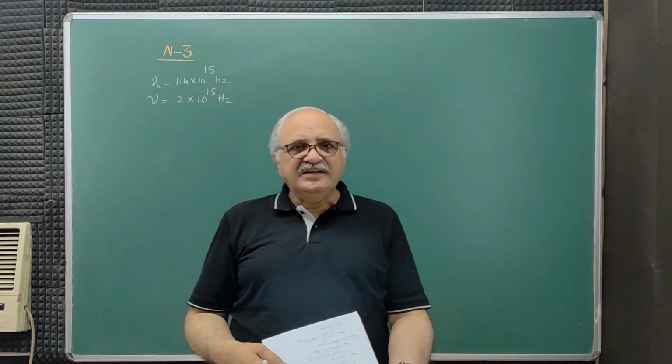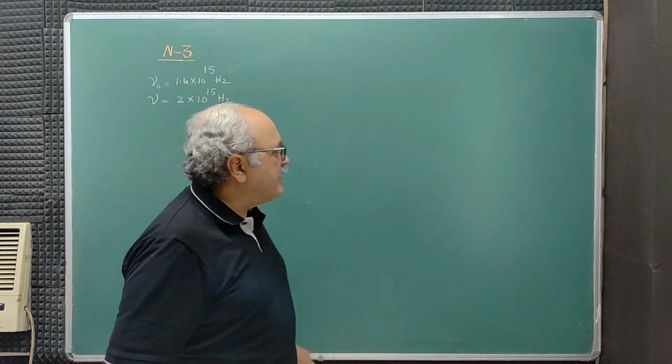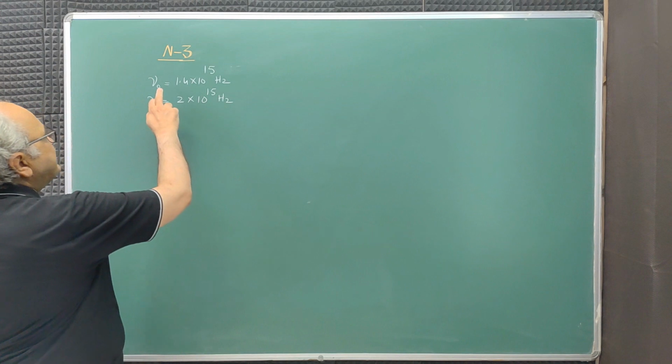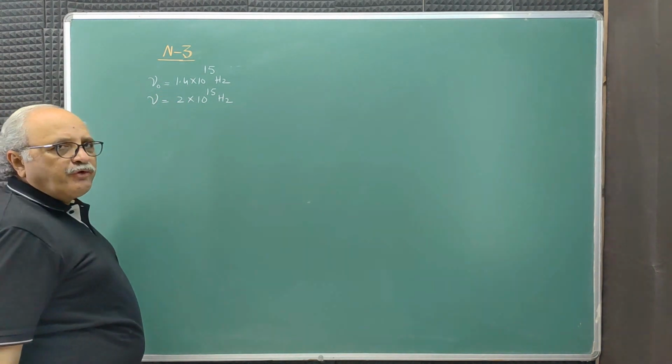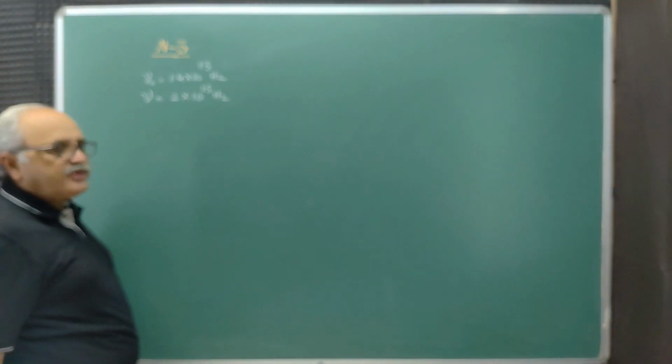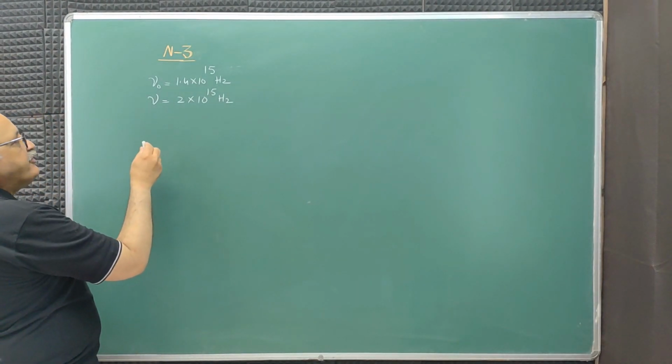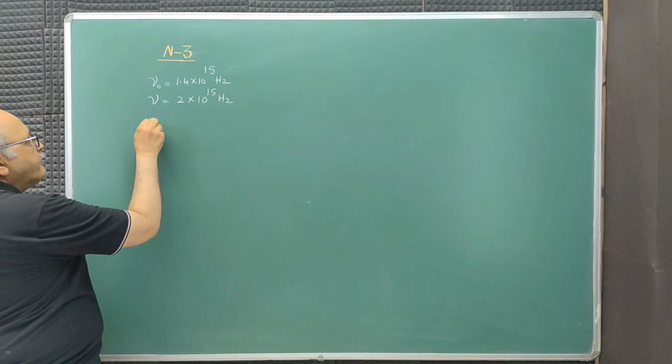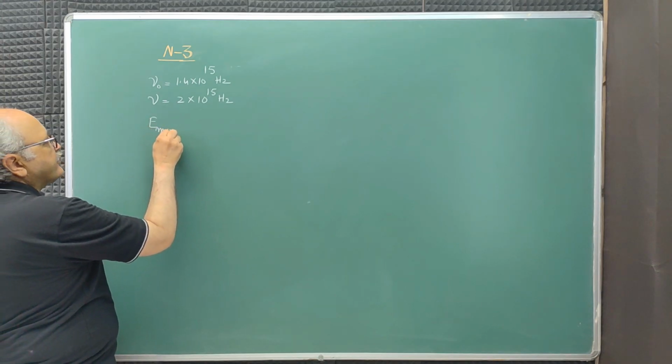So let's take the third numerical. It is very simple. Given that the threshold frequency is 1.4 × 10^15 Hertz and the frequency of radiation is 2 × 10^15 Hertz, and we are required to find out the maximum energy of the photoelectron.